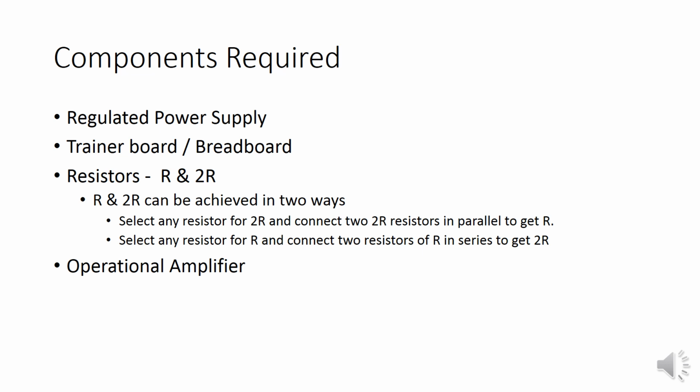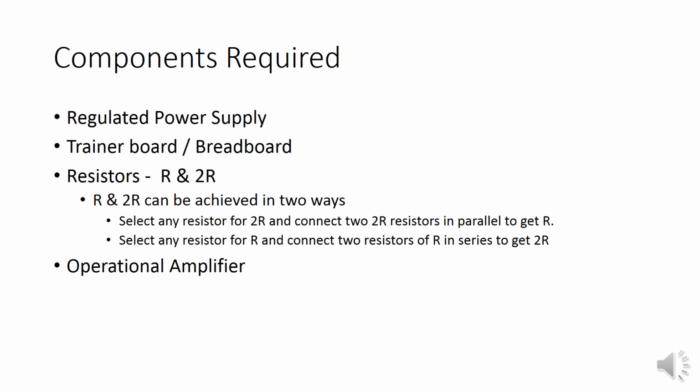or a breadboard, and resistors R and 2R. As we cannot achieve exactly the double value of R in terms of generalized resistors, R and 2R can be achieved in two ways. One is to select any resistor value for R and connect two 2R resistors in parallel to get an R. The other way around is to select a resistor R and connect two resistors of R in series to get a 2R. Either way we can achieve R and 2R exactly.